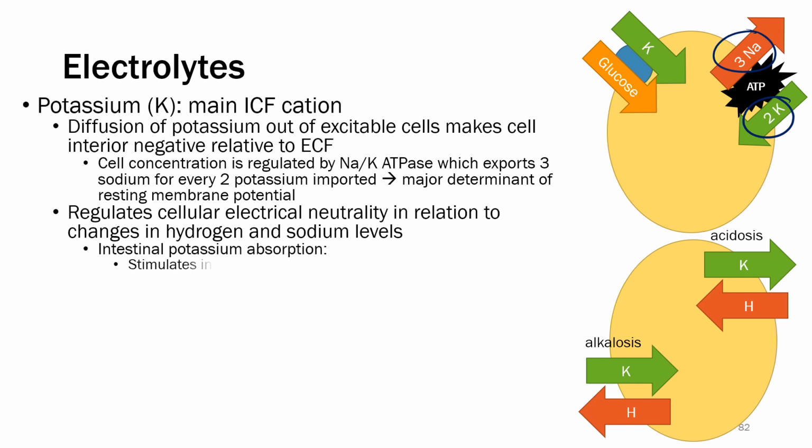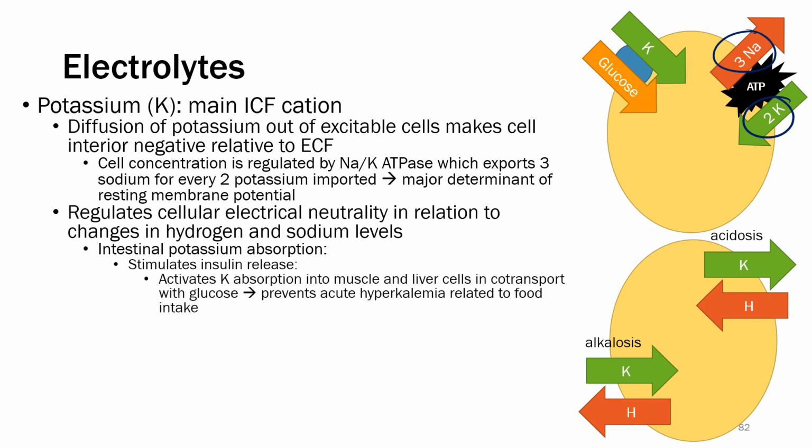In the intestines, when potassium is absorbed, it's going to stimulate insulin release. That's going to activate this up here. So when insulin is released, that's going to activate potassium uptake into muscle and liver cells, with co-transport with glucose. What that does is it prevents an acute hyperkalemia related to food intake. Our body has these ways of maintaining balance, and we'll say, well, that's really weird. Why is potassium going in with glucose? What possible reason could it have inside the cell for wanting to get in there? And that's the wrong question. The reason is so that it doesn't build up in the blood as it comes in from the nutrients. Otherwise, it could quickly cause a hyperkalemia. So it goes into the cells in order to balance the blood.